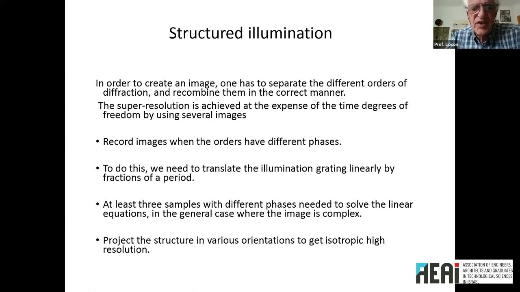You record the images with different phases, which means translating the illumination grating linearly. You need at least three samples in each direction. Now we talk about something in two dimensions, so we have to move it in different directions, and therefore we also need to rotate the illumination grating to get information in different directions. And then we can, in fact, increase the observed Fourier plane by a factor of two.